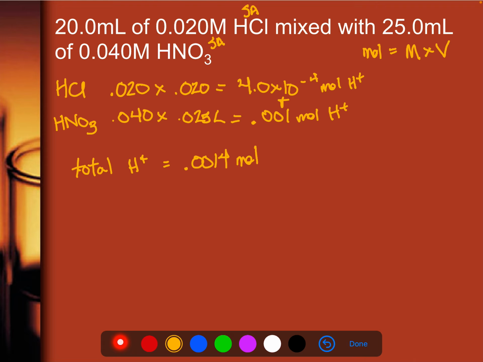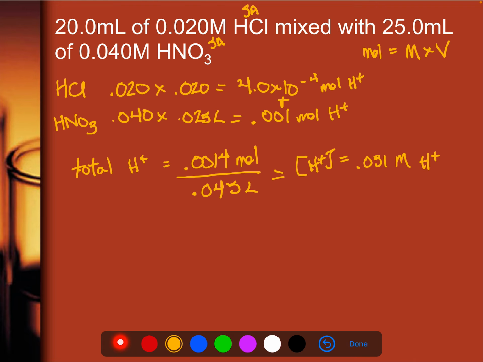Now, to find our molarity, we said we take our number of moles and we divide by the total volume. So 20 milliliters plus 25 milliliters is 45 milliliters, so divide by 0.045 liters. And that gives us our concentration of hydrogen, which is equal to 0.031 molar hydrogen ions.